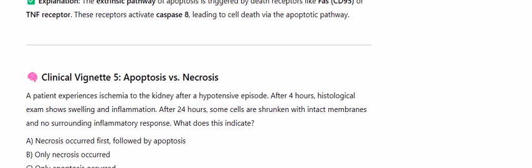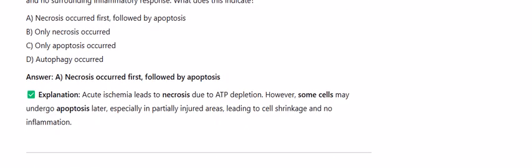Necrosis occurred first, followed by apoptosis. B. Only necrosis occurred. C. Only apoptosis occurred. D. Autophagy occurred. Answer. A. Necrosis occurred first, followed by apoptosis. Explanation. Acute ischemia leads to necrosis due to ATP depletion. However, some cells may undergo apoptosis later, especially in partially injured areas, leading to cell shrinkage and no inflammation.